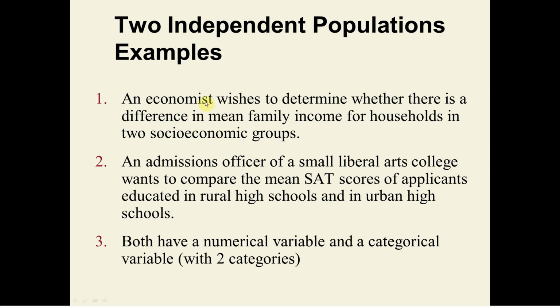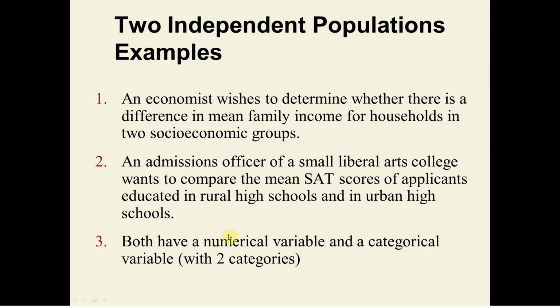Notice that there are two groups here. In this case, we actually have a numerical and a categorical variable. The numerical variable, of course, is going to be family income, and the categorical variable is going to be the socioeconomic groups, in this case two of them. Here's another one: an admissions officer for a small liberal arts college wants to compare SAT scores from rural high school students and urban high school students. So we might have SAT scores. That's going to be our numerical variable. And our categorical variable is going to be rural versus urban high schools.